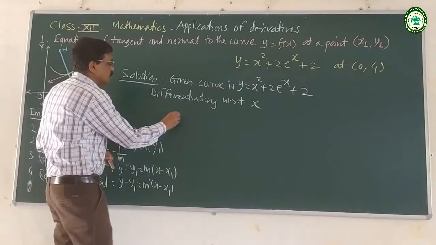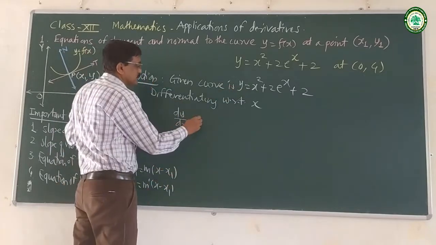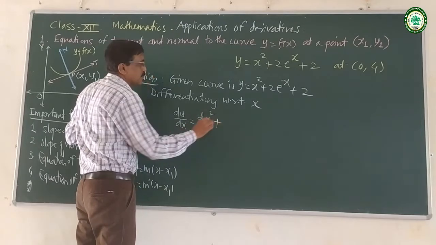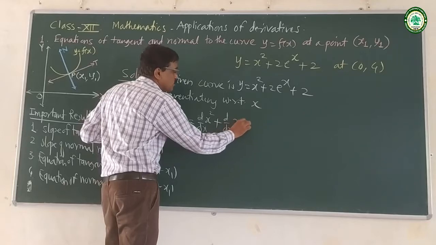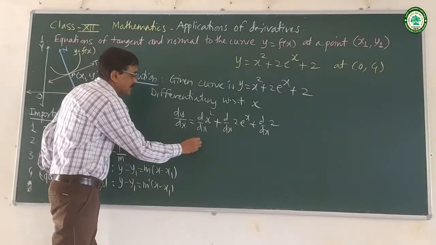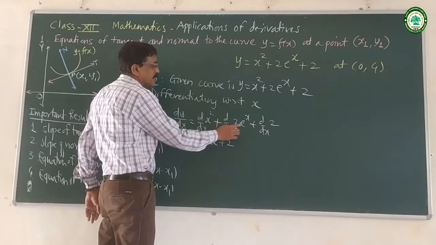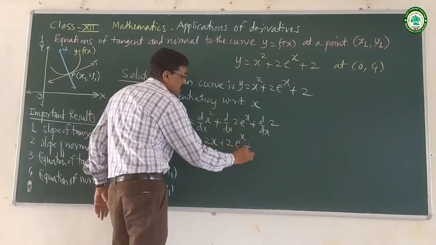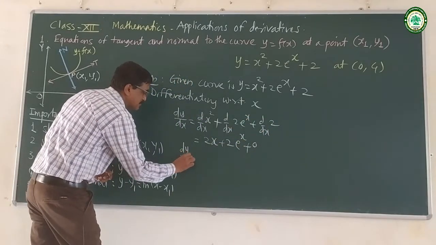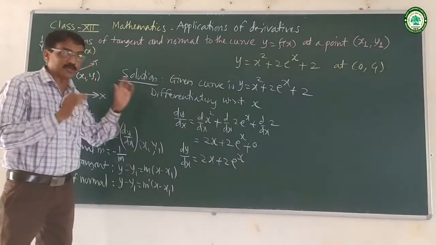y has derivative dy by dx is equal to derivative of x square, it is 2x. I write here d by dx of x square plus d by dx of 2 e raised to x plus d by dx of 2. So x square has derivative 2x, 2 constant will come out, 2 into derivative of e raised to x, same e raised to x, plus derivative of constant, it is 0. So finally dy by dx is equal to 2x plus 2 e raised to x. This is the derivative of the curve.